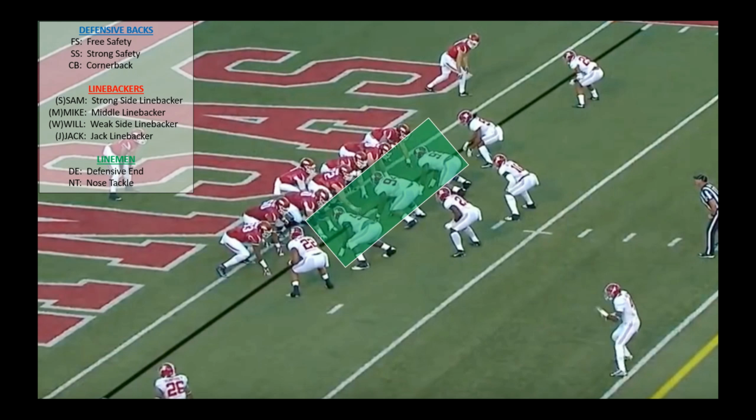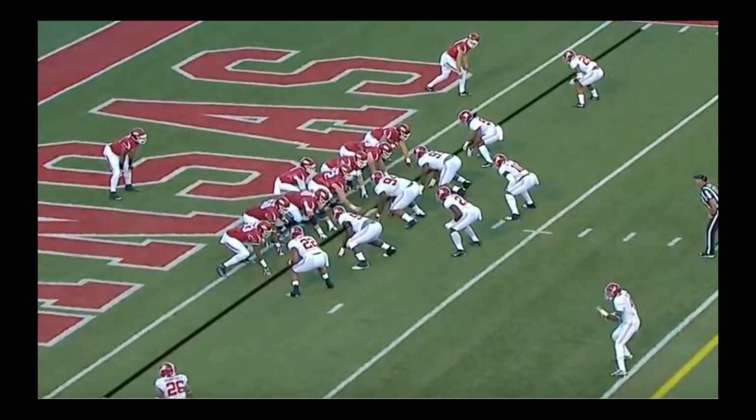So in this picture, you can see our 3 linemen, our 4 linebackers, and of course that means we've got 4 defensive backs. The 4th is just outside of the picture. So in this picture, we have a defensive end, a nose tackle, and another defensive end as our linemen.